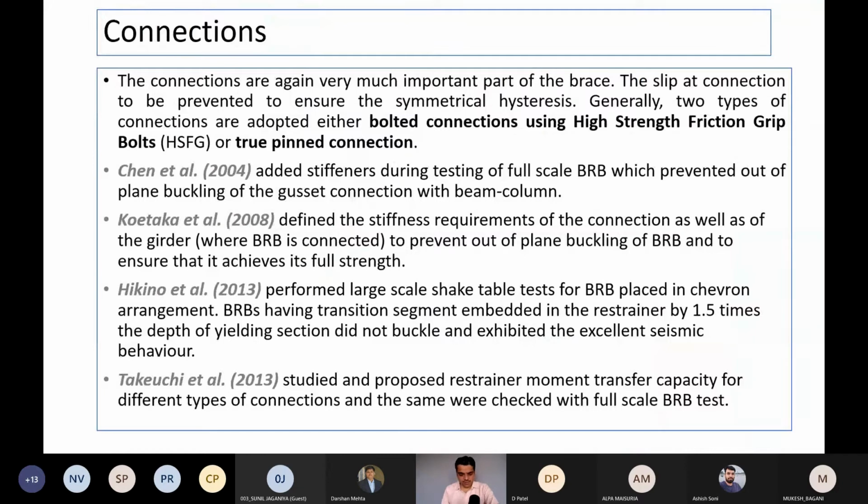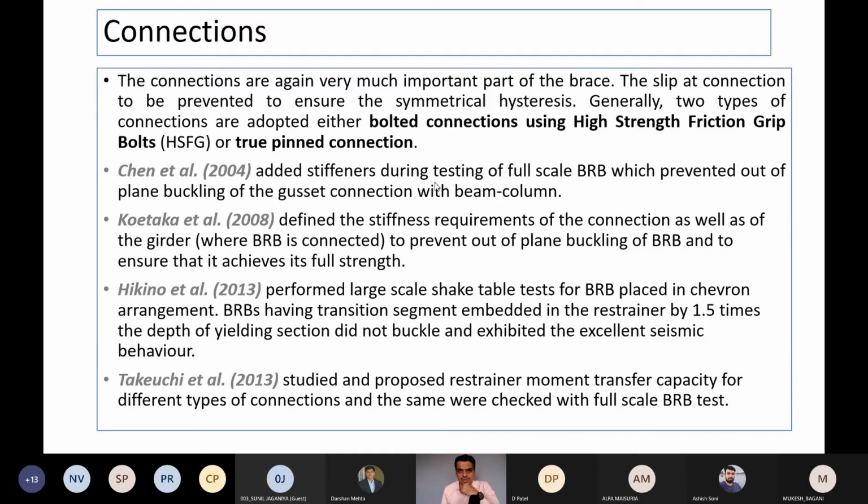The connections are a very important part. Whenever we are talking about connections, at least for BRB, this is one of the most important parts, because slip at connections has to be prevented to ensure symmetrical hysteresis. That is the first part. Generally two types of connections are adopted: either bolted connections using high strength friction grip bolts (HSFG), or pinned connections. Several experiments have been done; I have highlighted only a few of them. There are numerous experiments on connections.